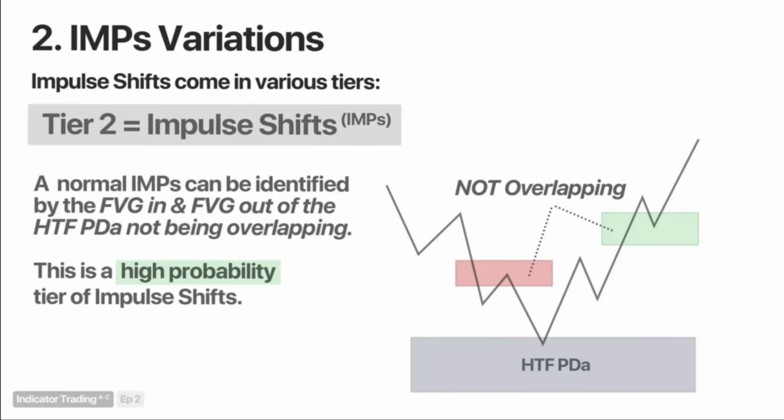So a tier 2 impulse shift is still very high probability. It's not like it's trash, it's not like it's bad. It is still very high probability, right? So the way you identify it is just a normal impulse shift that can be identified by the fair value gap coming in and out, but they are not overlapping perfectly. So that manipulation fair value gap and that displacement fair value gap are not touching each other at all. They're just completely not overlapping.